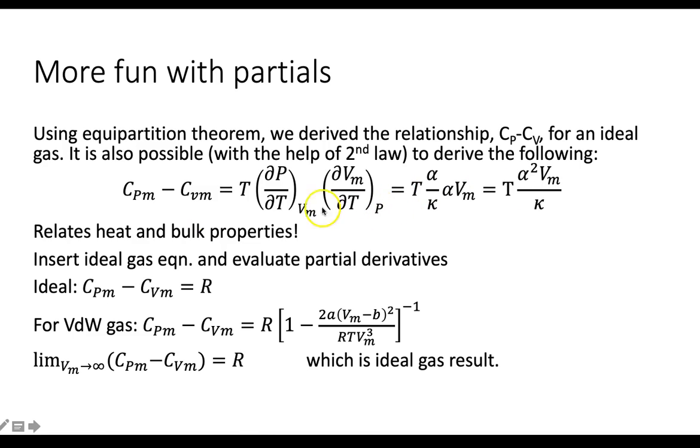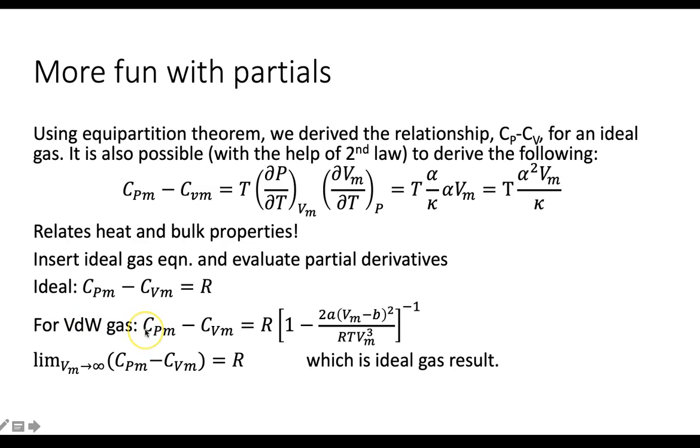Now we can also play around with this equation. We put our ideal gas equation in there and evaluate the partial derivatives. So we put in for P, nRT over V, or excuse me, RT over Vm, and for Vm it's RT over P, and we evaluate these partial derivatives, and then you simplify it. I'm going to let you do that math; I did not do the math on the page here. That simplifies to R.